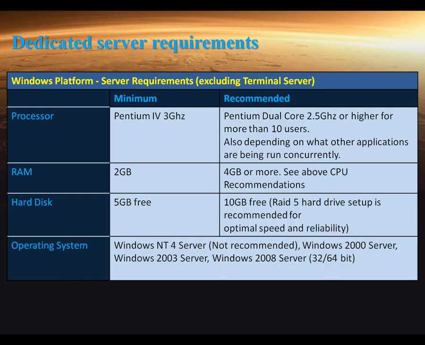These are the dedicated server requirements. Processor minimum Pentium 4 3 GHz. Recommended Pentium dual core 2.5 GHz or higher for more than 10 users. RAM 2 GB. Recommended is 4 GB or more. Hard disk 5 GB free. Recommended is 10 GB free. Operating systems Windows NT 4 server is not recommended, and Windows 2000 server, Windows 2003 server, Windows 2008 server are recommended.